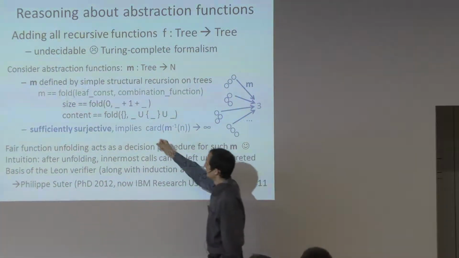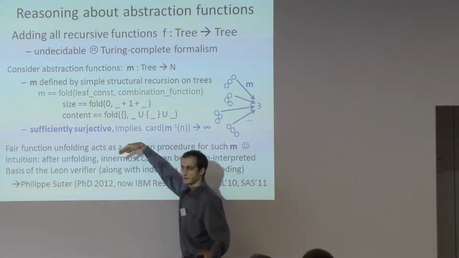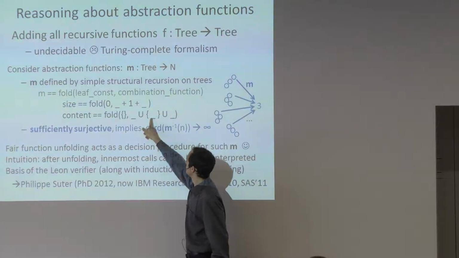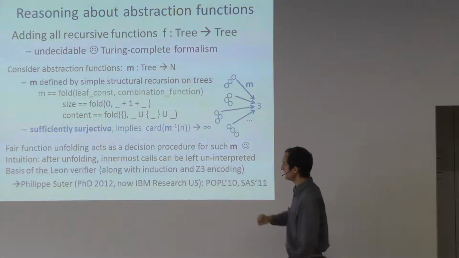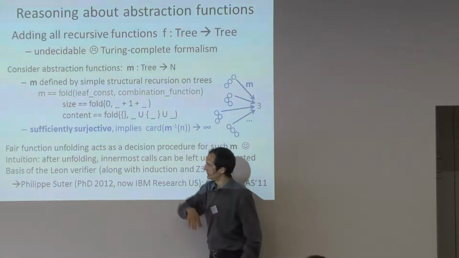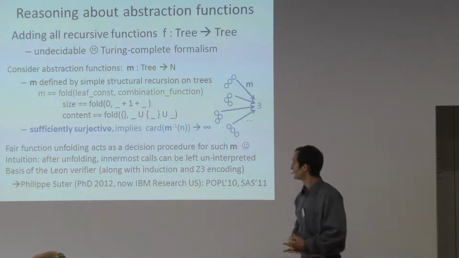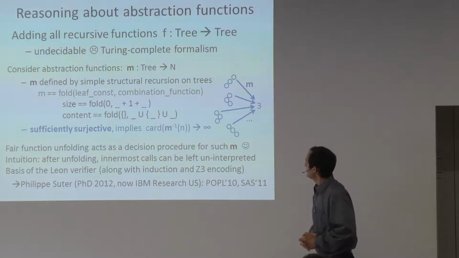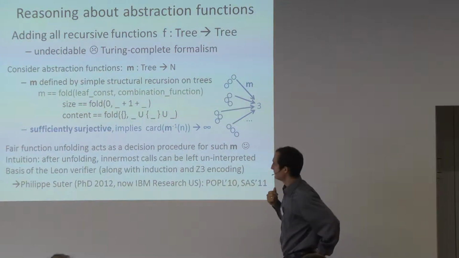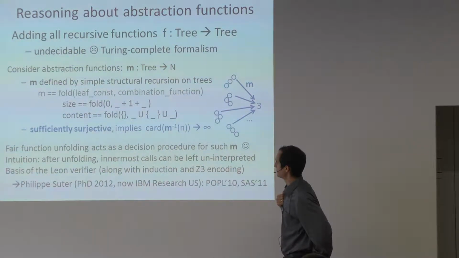And similarly for content, the set of elements, you will take the empty set in the leaves and then take the union with the element that's stored inside the tree. So these kinds of functions are catamorphisms over the corresponding algebraic data type, or folds. So they actually cover a large number of useful functions.